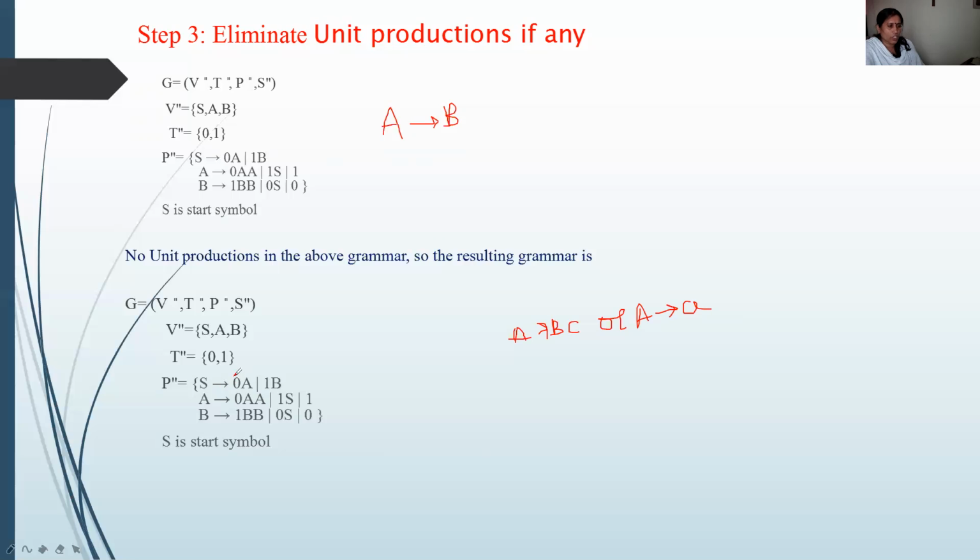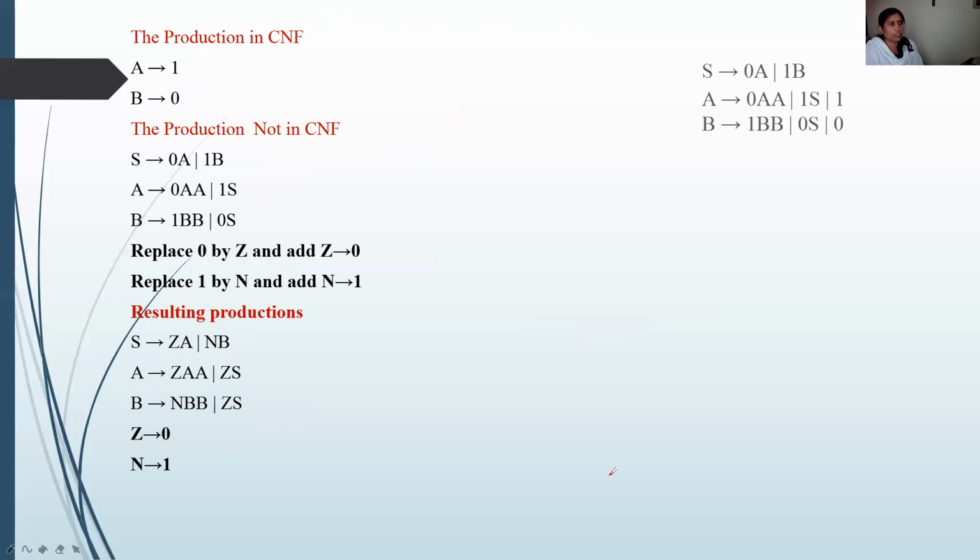Check here. This is not in that form. It is a terminal followed by a variable, terminal followed by two variables, terminal, variable, terminal. A produces a, a variable producing a terminal, is already in CNF form. This is also in CNF form. The productions in CNF form are A produces a and B produces 0.